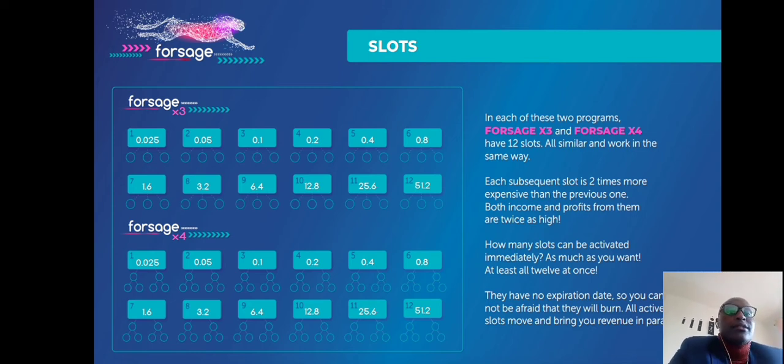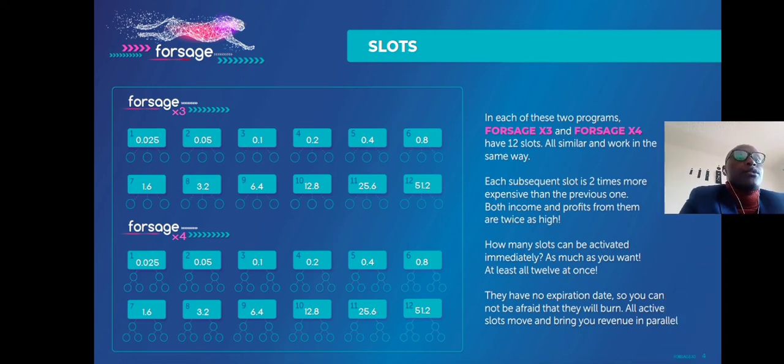And how many slots can you activate? As many as you want, okay? Because the more slots you have, you can attract a huge amount of money in terms of Ethereum. And they have no expiration date. It's a one-time purchase and lifetime once you purchase it. It has no expiration date because no one controls it, and it runs on its own.